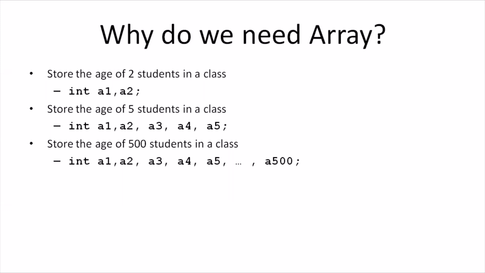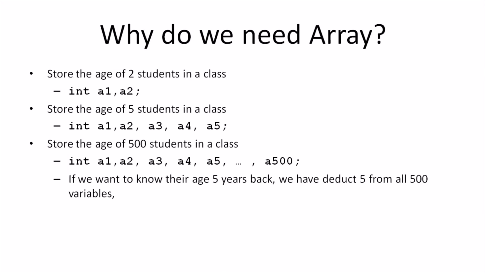Doubtful, right? Now say, even if we consider that it is feasible at this stage, imagine that we want to find the age of each student 5 years back. In order to do so, we have to deduct 5 from each of these 500 variables. And this is going to require 500 lines of code. Now, do you think it's going to be feasible? Definitely not, right? So arrays come as a solution to this kind of problem.